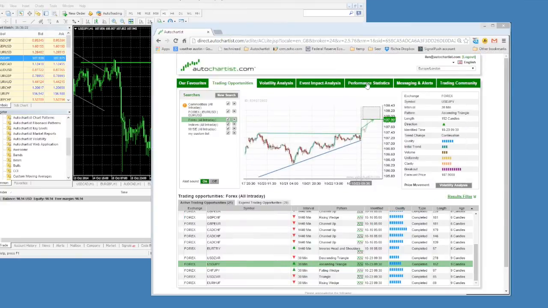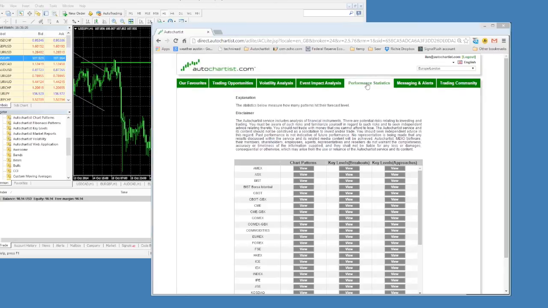Okay. So we provide a section called performance statistics. It's out of the scope of this presentation, but certainly if you click on the performance statistics section on the website, we provide statistics on chart patterns, key levels, and approaching key levels. The reason we only provide it on those three is because those three are the only types of patterns on which we provide a forecast price. Okay? So that is how we measure whether the forecast has hit its level or not.